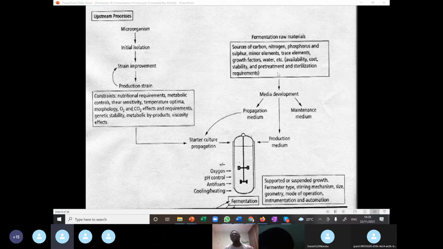Is our substrate readily available? Do we need to always import everything, or do we need to buy just around? Is it competitive with other products? For instance, is it used for other products? I used the example of fossils earlier. We can also use the example of maize.